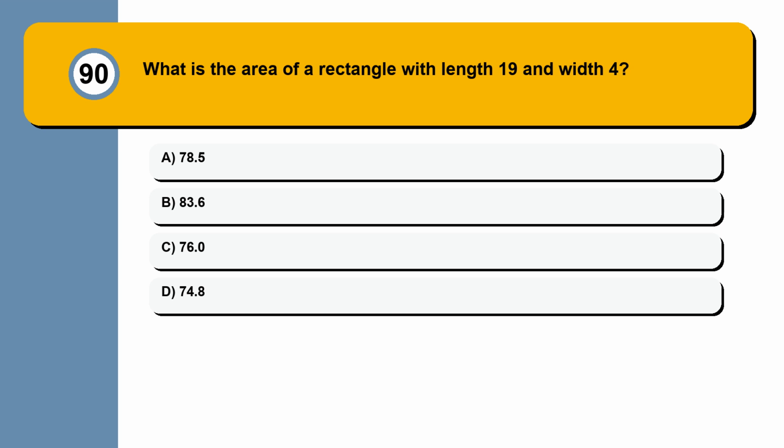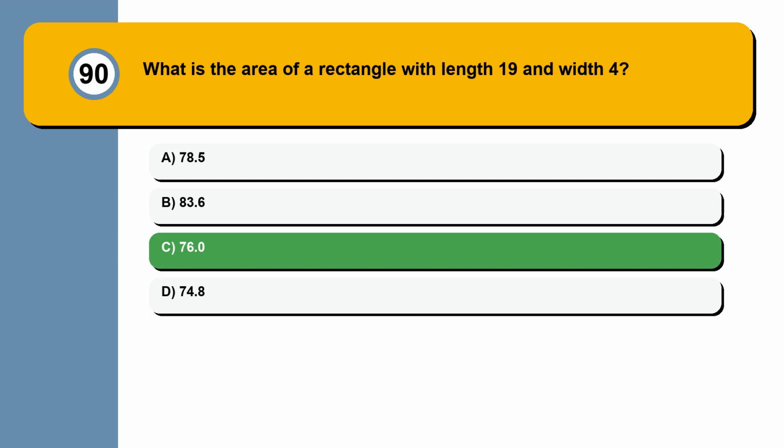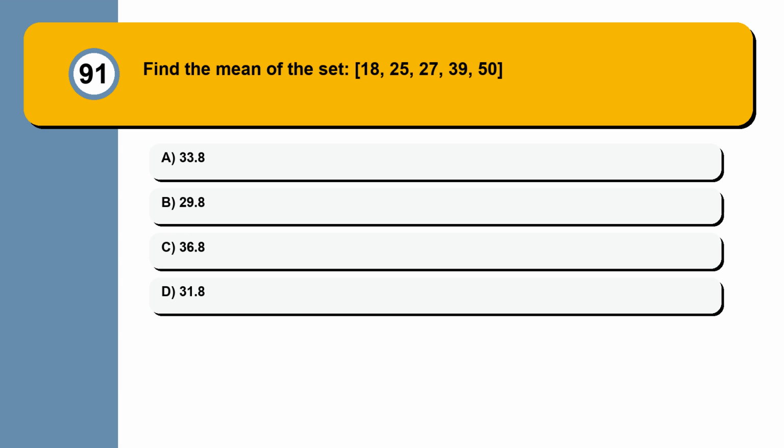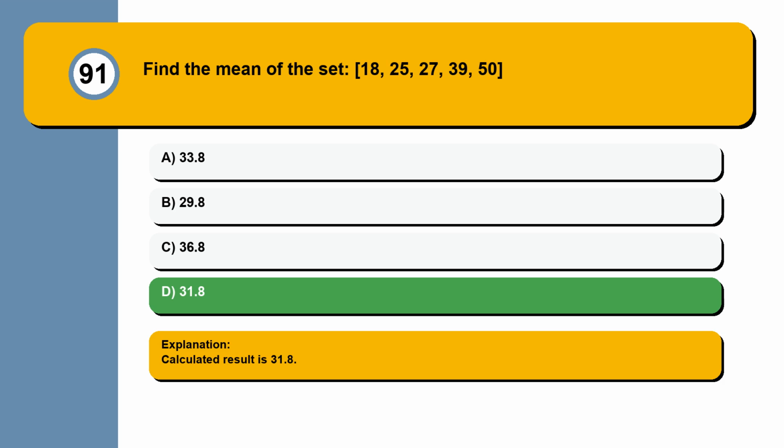Question 90. What is the area of a rectangle with length 19 and width 4? 78.5, 83.6, 76.0, 74.8. Using the formula, the result is 76. Question 91. Find the mean of the set 18, 25, 27, 39, 50, 33.8, 29.8, 36.8, 31.8. Calculated result is 31.8.